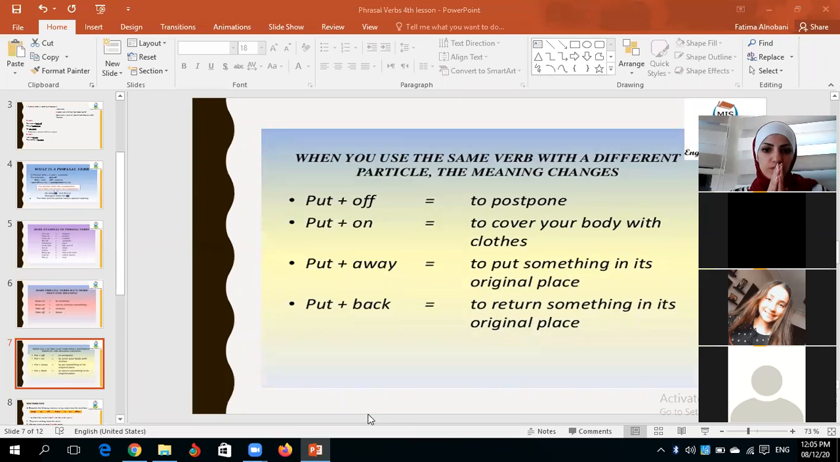When you use the same verb with a different particle, the meaning changes. Put off, to postpone. Put on, to cover your body with clothes. Put away, to put something in its original place. And put back, to return something in its original place. So the verb here is the same, basically. Put repeated 4 times, but we add different particles each time. So it gives us a different meaning.